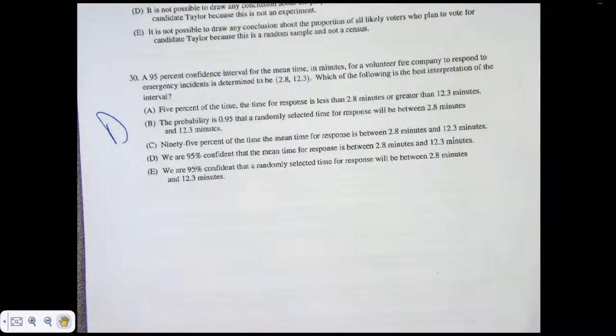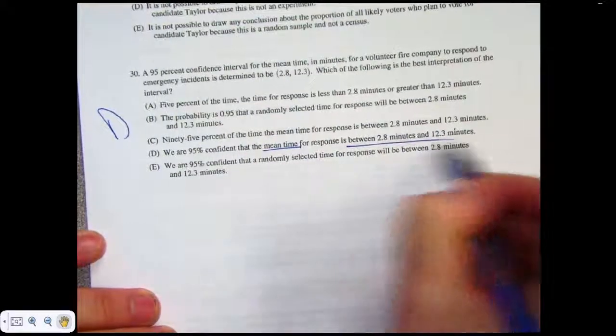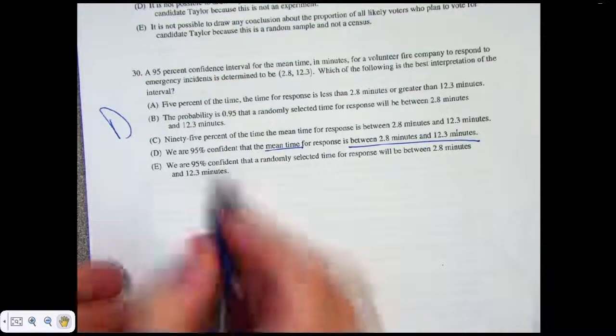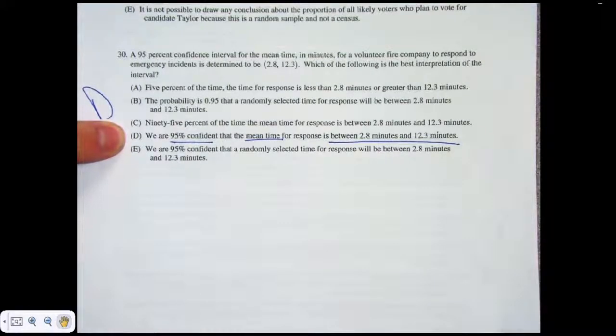And then D, again, this is phrased a little differently, but the mean time is between those two things, 95%. That's exactly how I have you word that last box on the template.